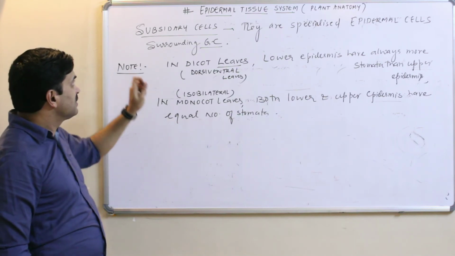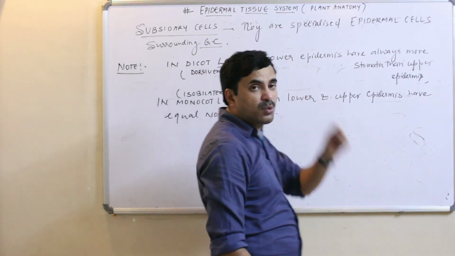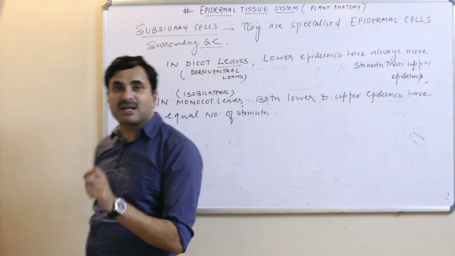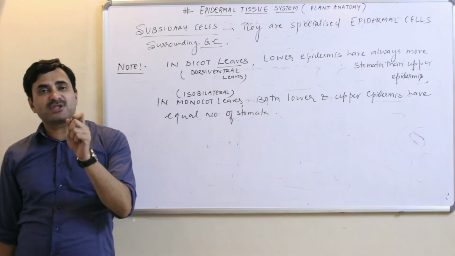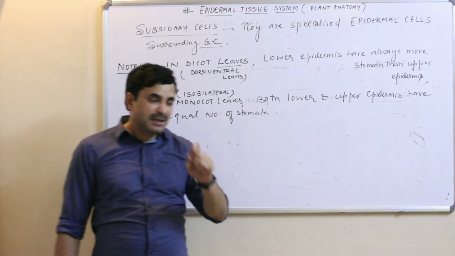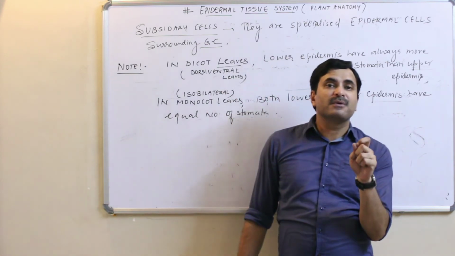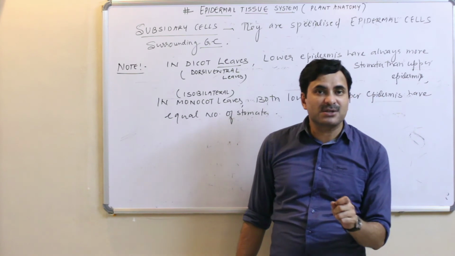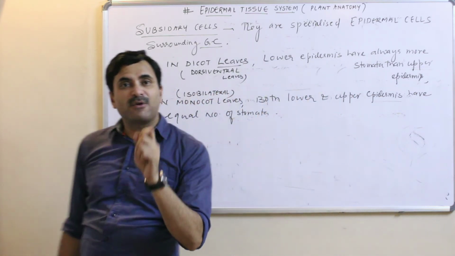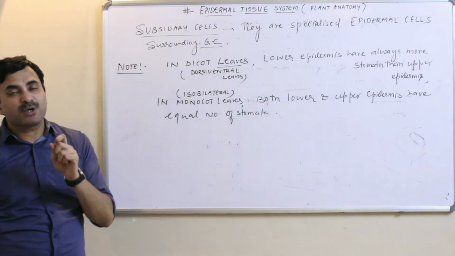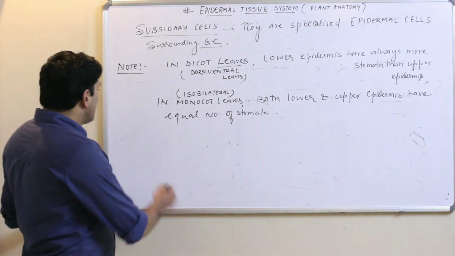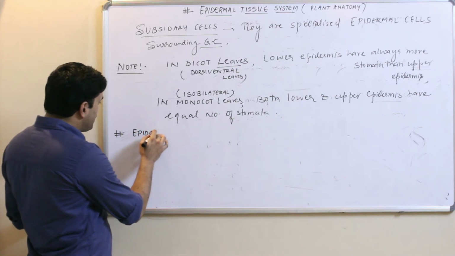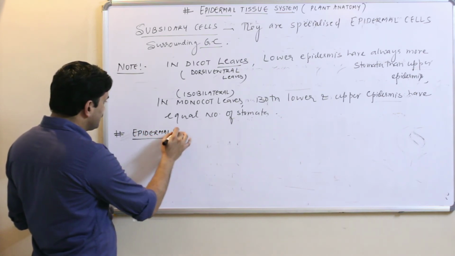And the ultimate role of the stomata is gaseous exchange and transpiration. You know very well, exchange of CO2 and O2 in plants occurs with the help of the stomata, and the stomata are also meant for transpiration, that is loss of water in the form of water vapor. Alright. Now at the last, let's talk about the epidermal appendages.